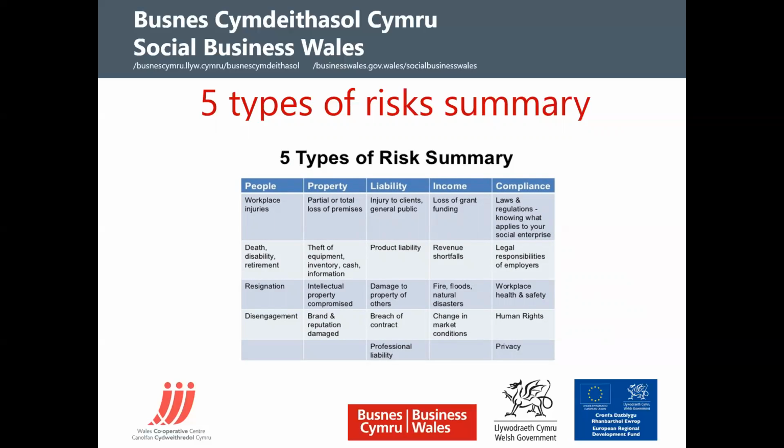And let's look at the final one, the fifth one there, compliance. Any laws and regulations, knowing what applies to your social enterprise, ensuring that you understand your compliance towards any regulations and any laws. Legal responsibility that you have as an employer, the workplace health and safety that you have to put into place, any human rights, and also privacy of your employees is also a key one. So that list is quite an exhaustive list of the five types of risks that you could overcome within your business.